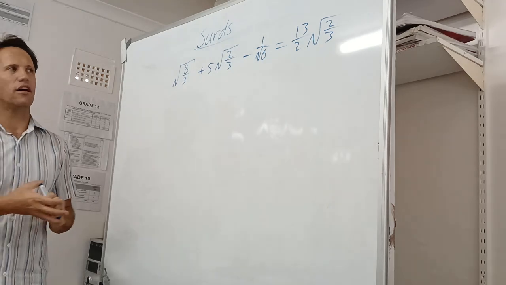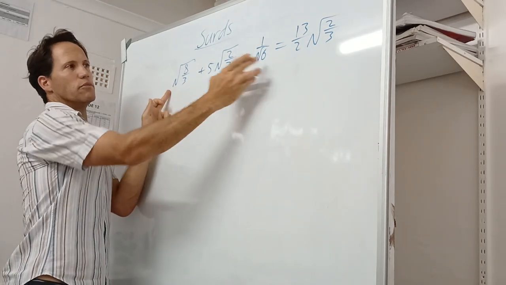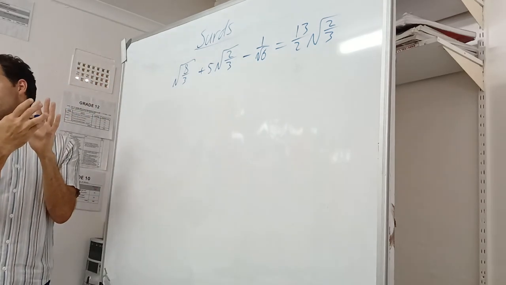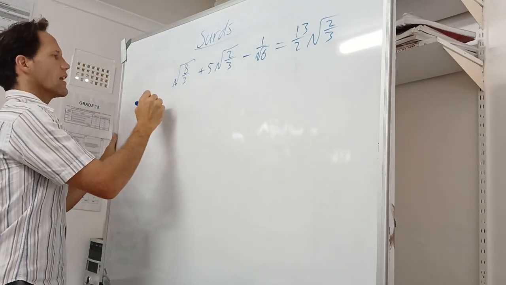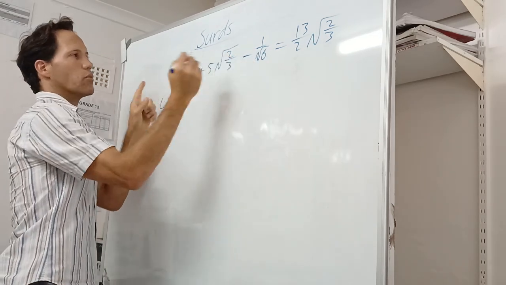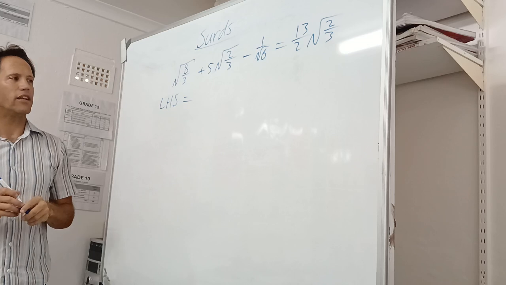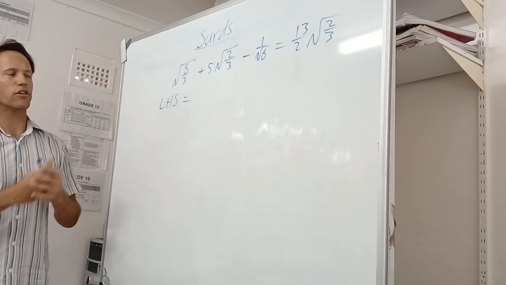So obviously the side here that needs some work is this side. There's 3 terms. So we can simplify 3 terms, especially if it's fractions. You can try to play around with it. So let's start by saying we're going to look at the left-hand side. This is the left-hand side. We're going to look at that side. The LHS stands for left-hand side. We're only going to focus on that.